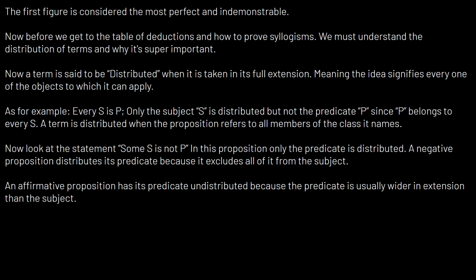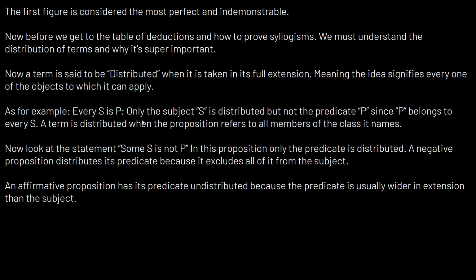And a term is distributed when the proposition refers to all members of the class it names. Now look at the statement some S is not P. In this proposition, only the predicate is distributed. A negative proposition distributes its predicate because it excludes all of it from the subject. So just note that in affirmative propositions, the predicate is never going to be distributed, but in a negative proposition, the predicate will always be distributed, since you only really have the universal negative and particular negative. I mean, the universal negative, my bad, not affirmative. Universal negative and particular negative.